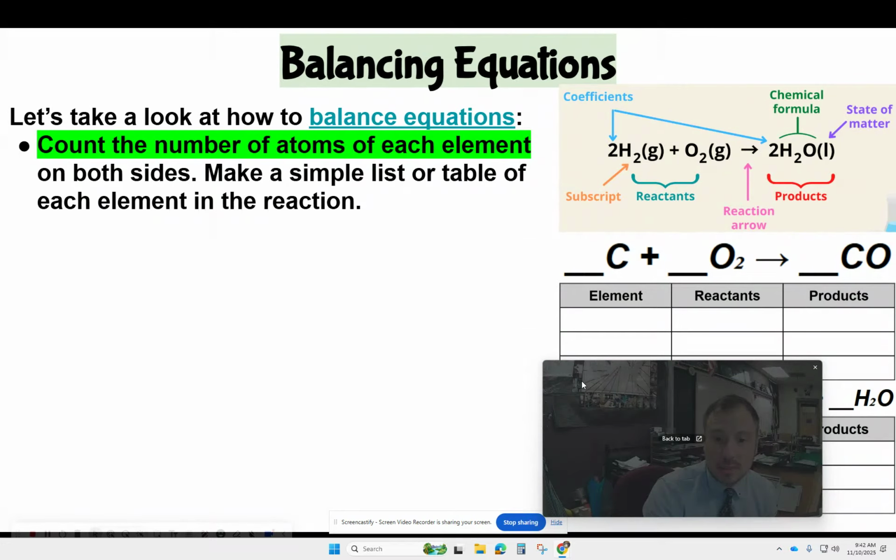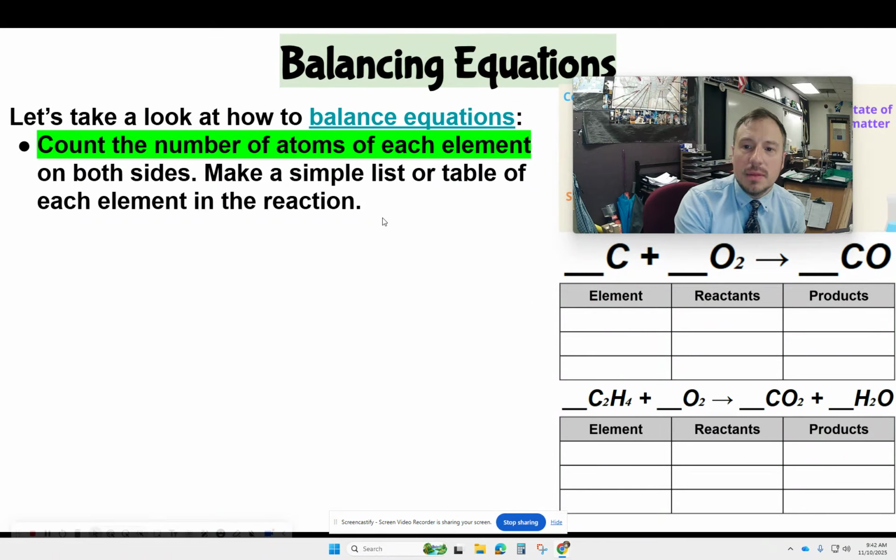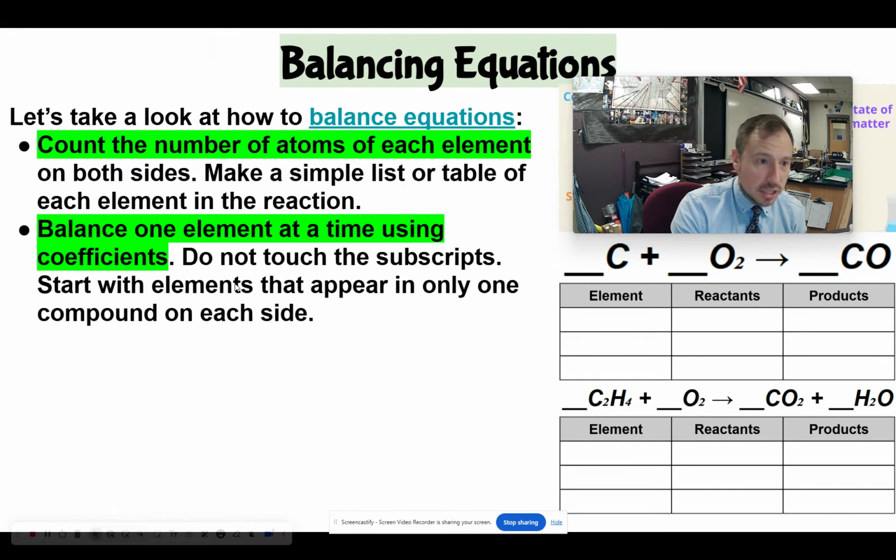So these are the steps here, and these are a rough outline to balance chemical equations. So what I mean by that is these rules won't necessarily apply to all of them, but these are just great steps to help us. So count the number of atoms in each element on both sides, and we're going to make a simple list. I like to make a table of each element in the reaction. Now balance one element at a time using those coefficients. You do not touch the subscripts.